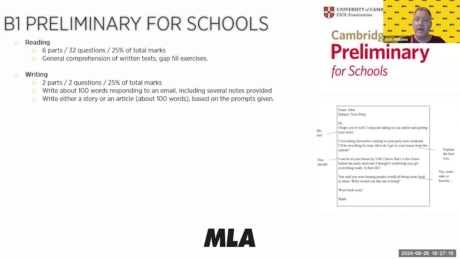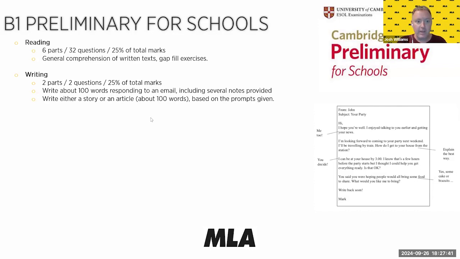And then the second part, they have to write either a story or an article, again about 100 words, based on the prompts given. They get to choose here in the schools. They can either do a story or an article. I would recommend that as someone who trains students, you would get them to be very experienced in both a story and an article so that they can choose what they prefer on the day.